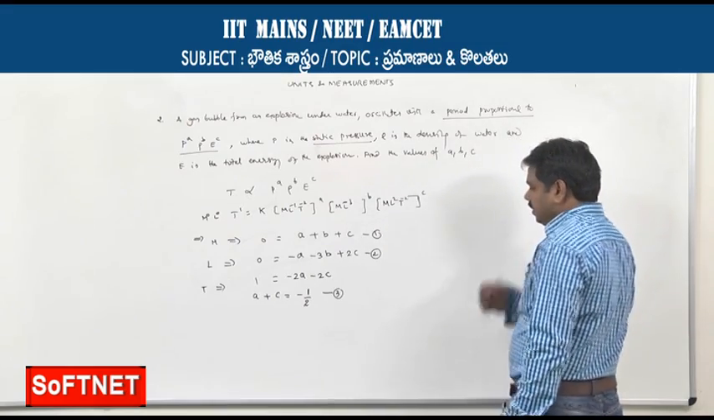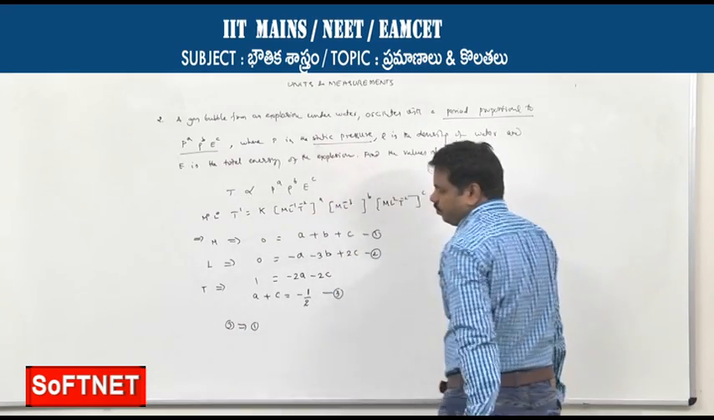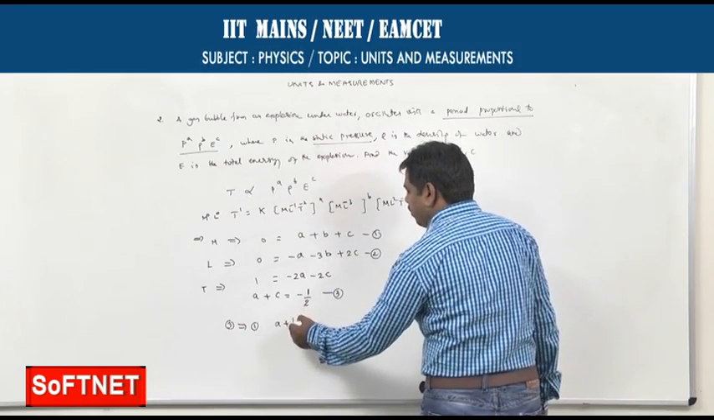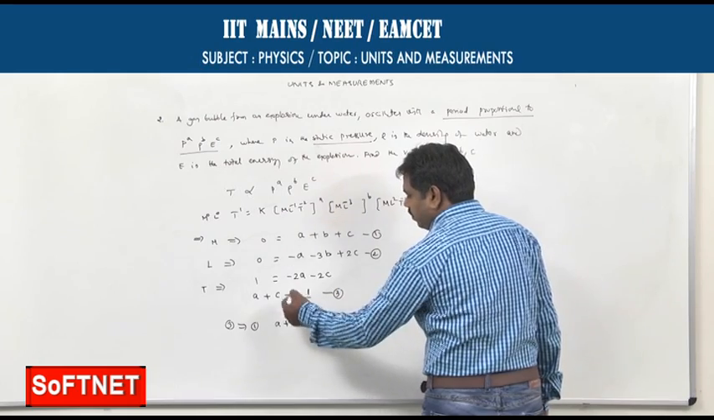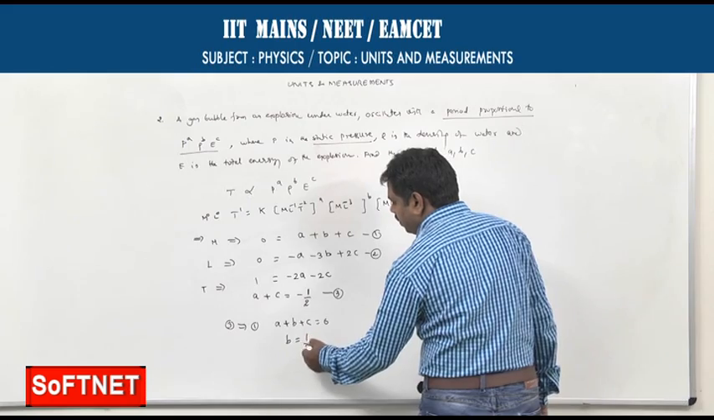Now substituting the third equation in equation number 1. Equation number 1 is what? a plus b plus c is equal to 0. a plus c is equal to minus 1 by 2, that is b is equal to 1 by 2.